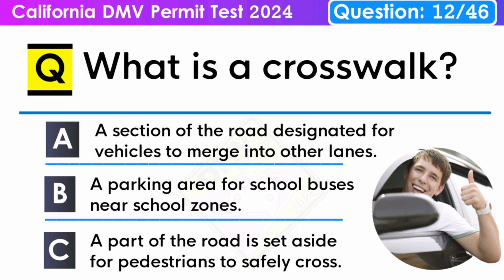Correct answer, C. A part of the road set aside for pedestrians to safely cross. A crosswalk is the part of the road specifically designated for pedestrians to cross safely. It is often marked with white or yellow lines, and pedestrians have the right of way in these areas, whether they are marked or unmarked.